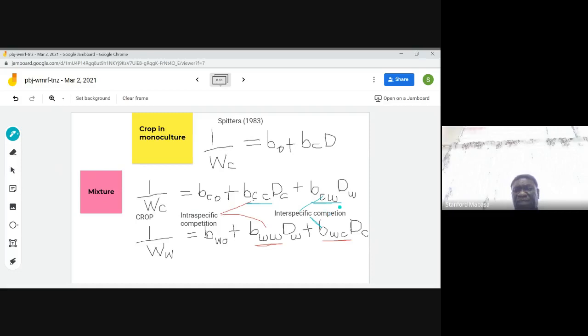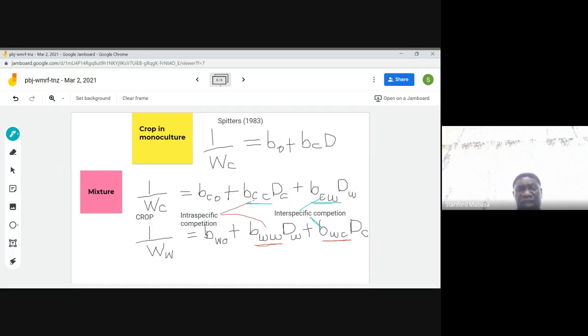So these are just slopes of graphs. We can use these slopes or these coefficients rather to measure intraspecific competition. So this is how we arrive at intraspecific competition. The other thing which we can measure is what is known as the competitive ability.